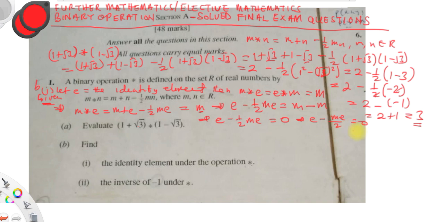So multiply by 2. You get 2E, then the 2 will cancel, minus ME is equal to 2 times 0, which is 0. So we are making E the subject. What do we do? Factorize, E is common. So E out, we have 2 minus M, equal to 0. So this implies that E is equal to 0 over 2 minus M, which is equal to 0. So the identity element E is equal to 0. The identity element is 0.